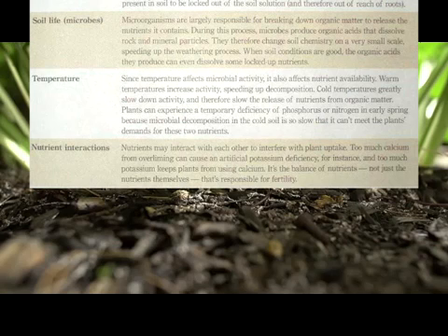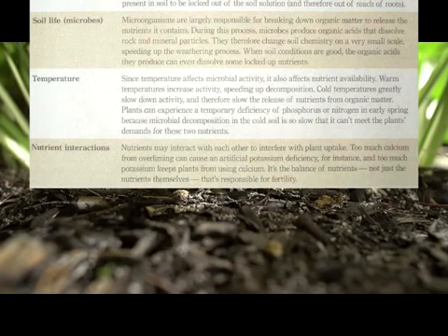Temperature. Since temperature affects microbial activity, it also affects nutrient availability. Warm temperatures increase activity, speeding up decomposition. Cold temperatures greatly slow down activity and therefore slow the release of nutrients from organic matter. Plants can experience a temporary deficiency of phosphorus or nitrogen in the early spring because microbial decomposition in the cold soil is so slow that it can't meet the plant's demand for those two nutrients.